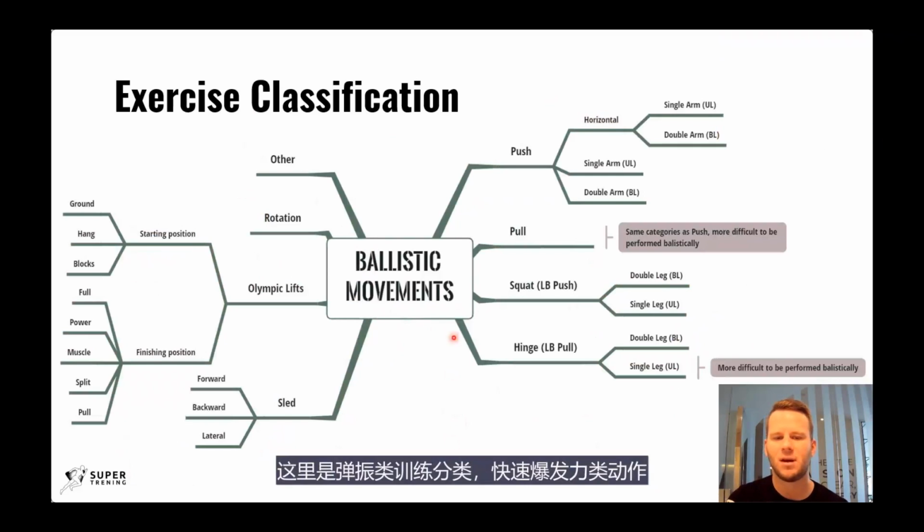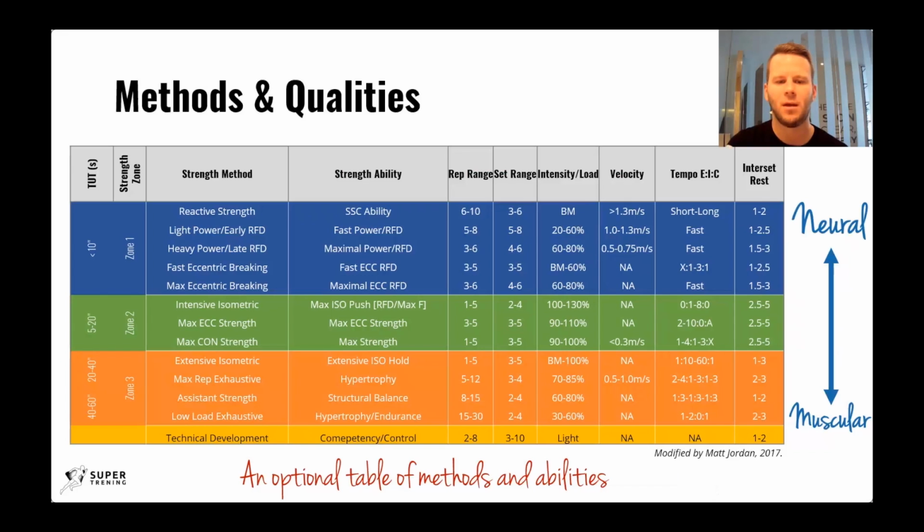Here we have an example of ballistic movement. So we said some explosive stuff, tension, relaxation. Again, those categories are similar. We have included Olympic lifts and sled categories and rotation categories, as mentioned before.